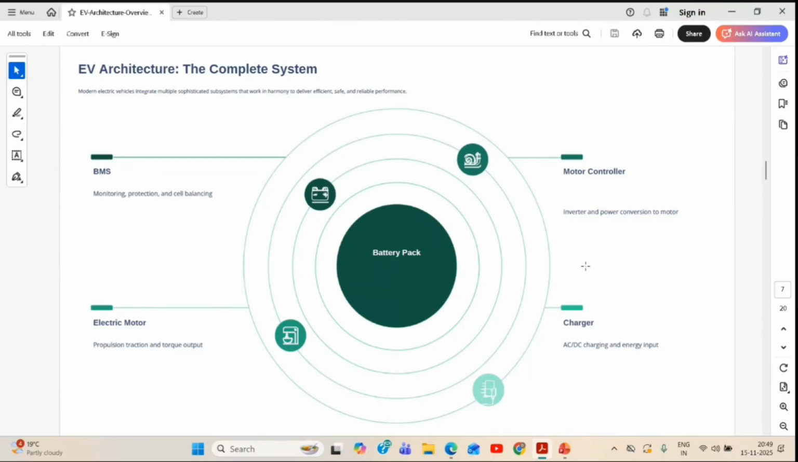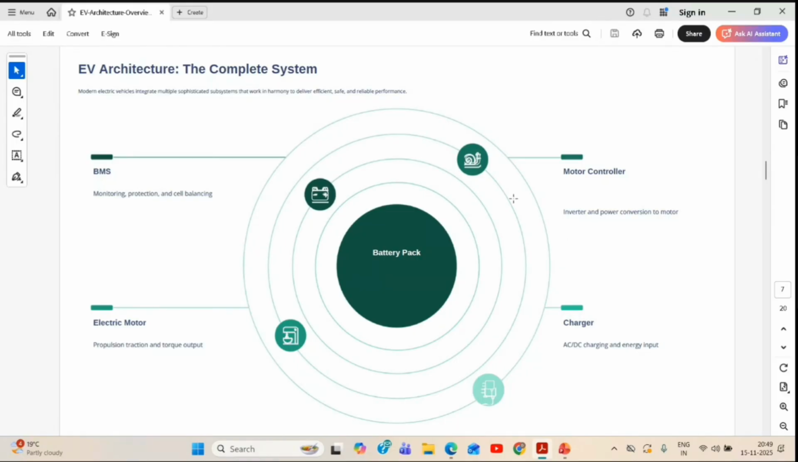So as a whole, if we consider an EV, 4 to 5 main things are there. One is your battery pack. To control this battery pack, I need a BMS, a battery management system. In BMS, I'm using microcontrollers and different types of electronics. I will come to that point. Another important component is the electric motor. To control this motor, I'm using a motor controller. And the last one is the charger. For chargers also, we need to know many things. So if you look at this EV architecture, the main 4 to 5 components are there, and you need to know all these things.